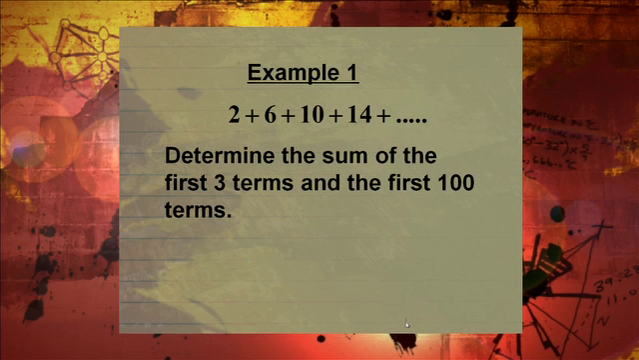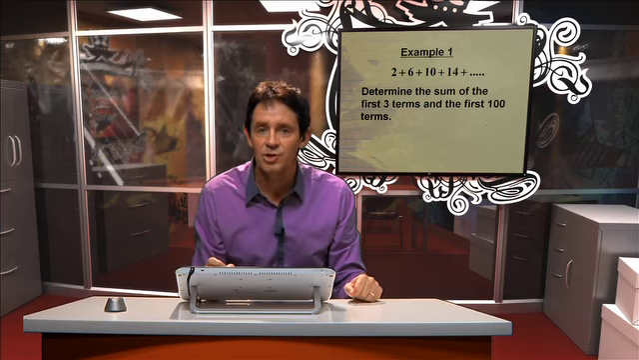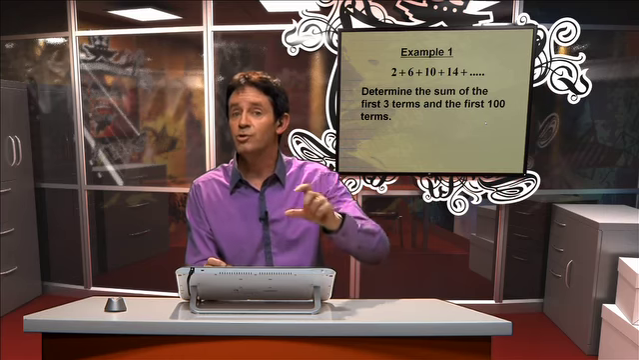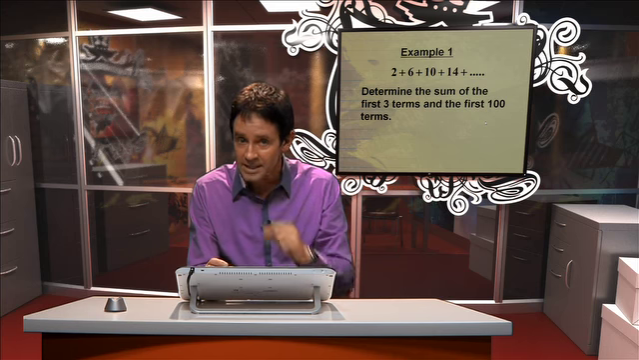Let's have a look at an example. Now, we've got a little linear pattern. Look at this. 2 plus 4 gives you 6, plus 4 gives you 10, plus 4 gives you 14. But now they're not interested in the 4th term or the 10th term. They want to know what is the sum of the first 3 terms. You want to add up the first 3 terms. And what is the sum of the first 100? Okay. Look, adding the first 3 terms is a joke. But when you go to 100 terms, we're going to need that formula.